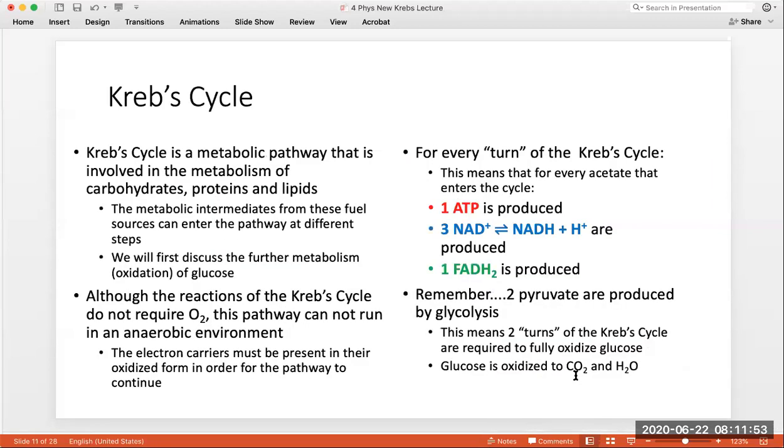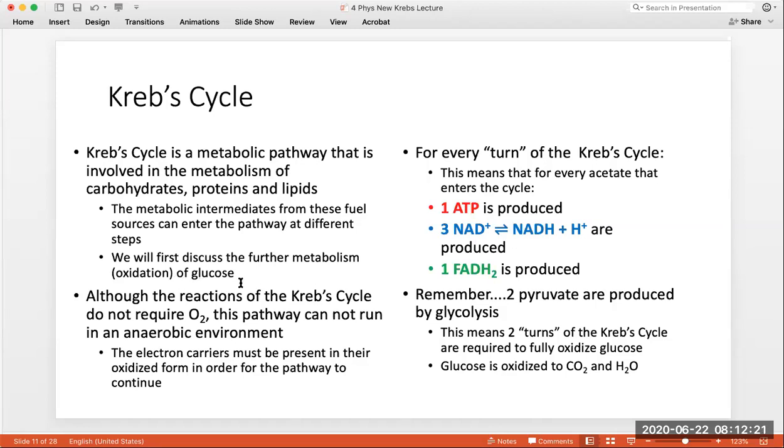So the Krebs cycle is another series of metabolic reactions that's involved in the metabolism of carbohydrates, proteins, and lipids. Right now we're just focusing on the oxidation of glucose. Next time we'll talk about the metabolism of proteins and lipids, and we'll see how the Krebs cycle plays a role in the metabolism of those other fuel sources as well. But again, right now we're going to focus on just glucose.